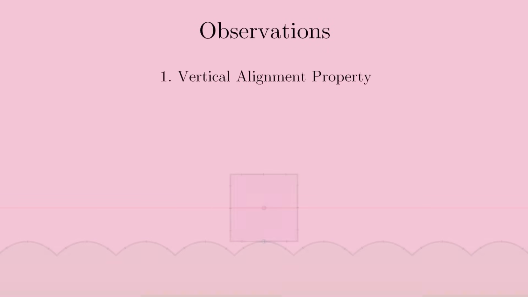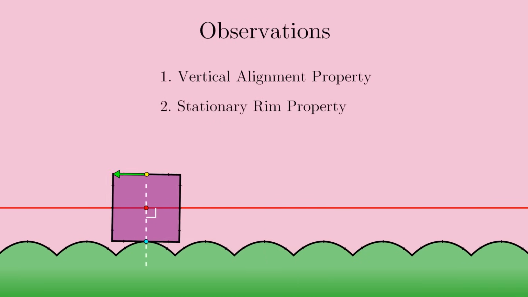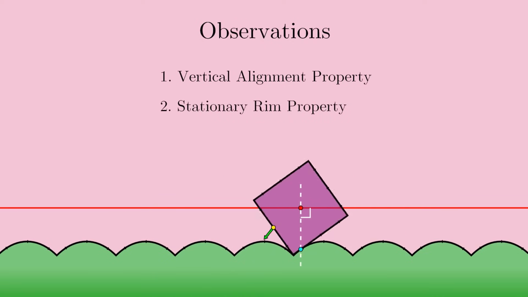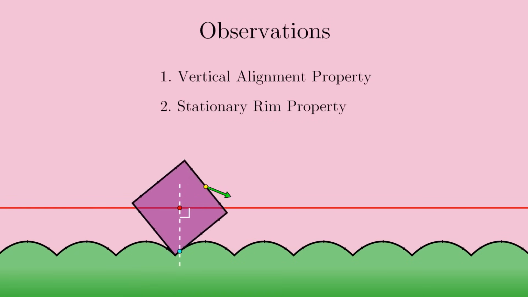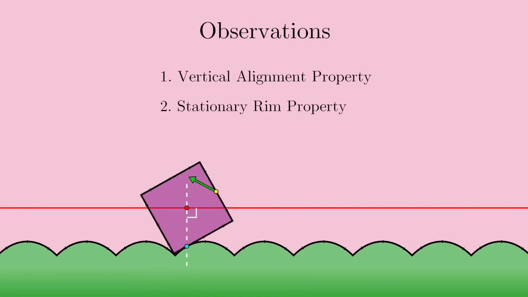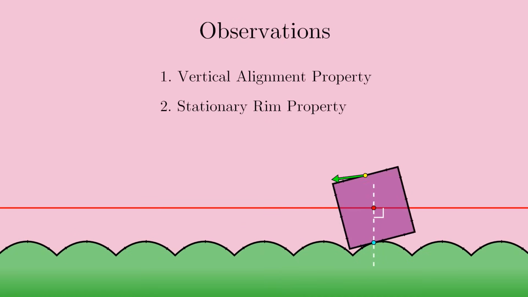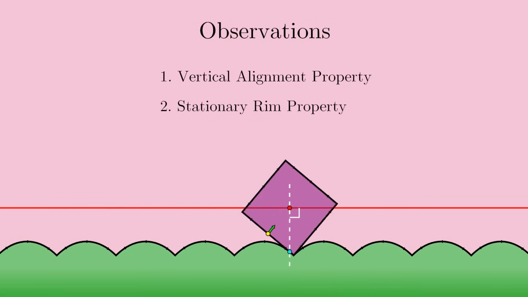So those are our two observations. One, that the axle of the wheel and the road wheel contact point always lie on a vertical line. And two, the rim of the wheel is stationary relative to the road at the point of contact. But how do we use these two observations to determine the shape of the road that gives a wheel a smooth ride? Well, to do that, we'll need to package these two observations into the language of mathematical equations. But to do that, we'll need a mathematical description of our road and wheel.